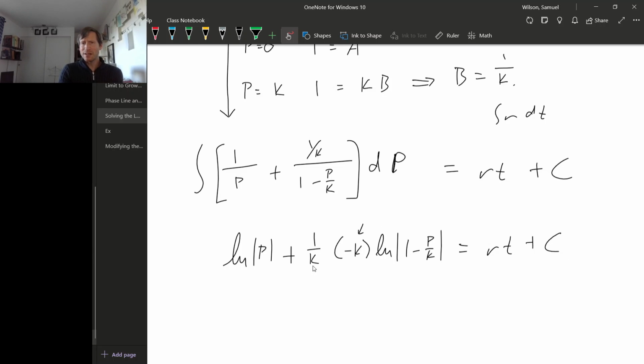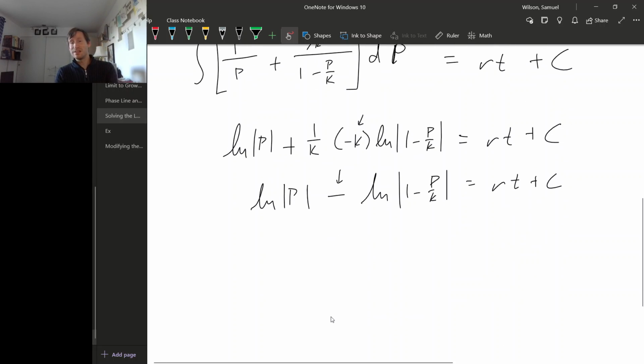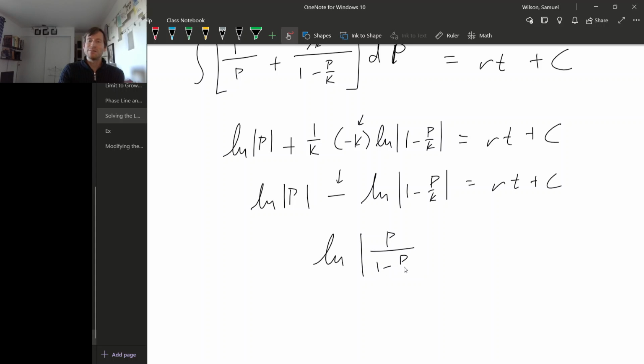Now we can simplify a little bit. This is natural log absolute value of p minus, the k's simplify away, and we get natural log absolute value 1 minus p over k equals rt plus c. Now look, we have a difference of natural logs, so we can put these two natural logs together. We get natural log absolute value of p over 1 minus p over k equals rt plus c. Now we can exponentiate.